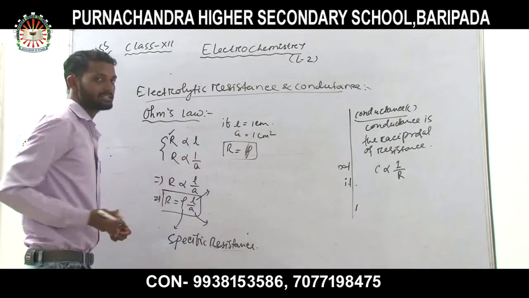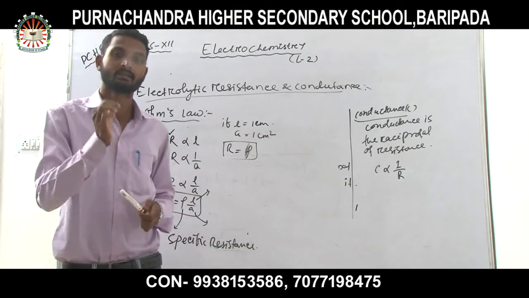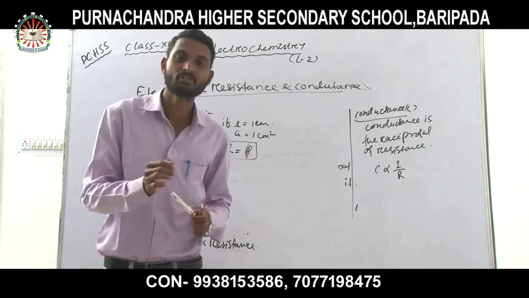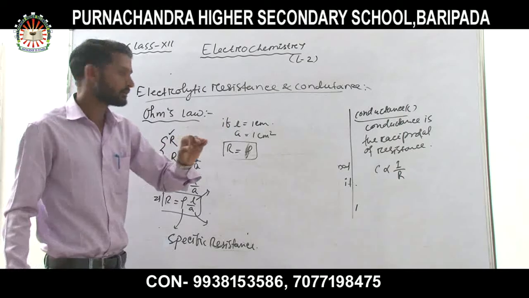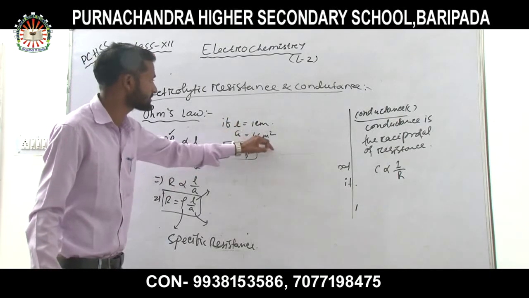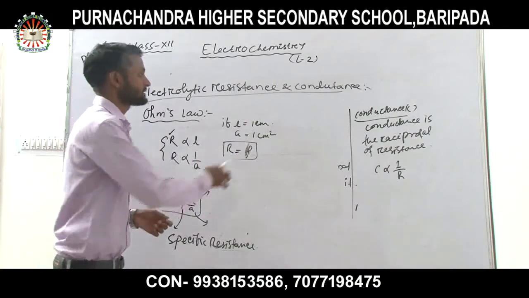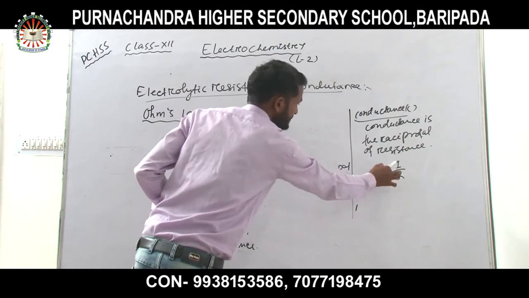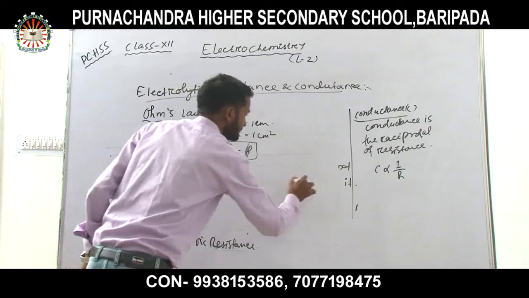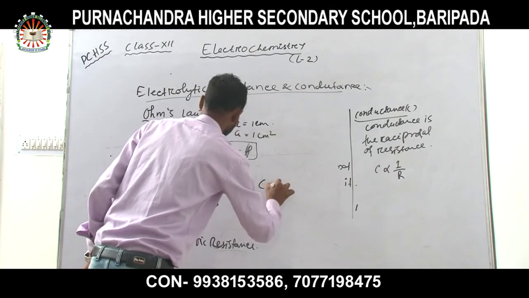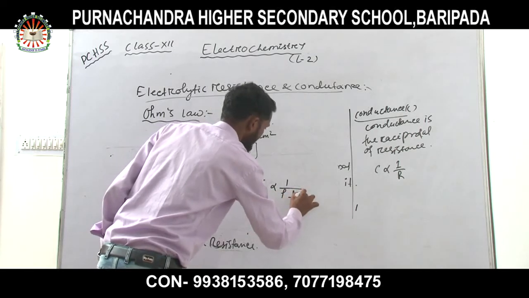That means the resistance is equal to the specific resistance when the length of the conductor is 1 centimeter and the area of cross section is 1 centimeter square. So for a current carrying conductor of 1 centimeter length and 1 centimeter square area of cross section, the specific resistance will be equal to the resistance. Again, the conductance is the reciprocal of resistance. So in that case, the conductance is directly proportional to 1 by rho L by A.